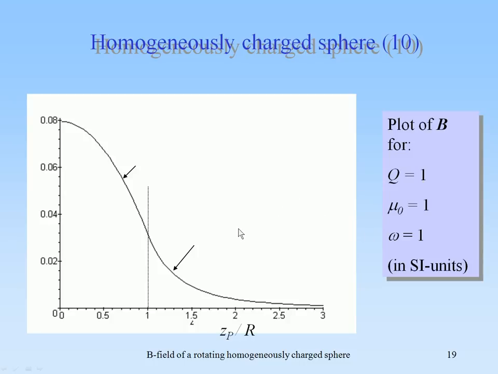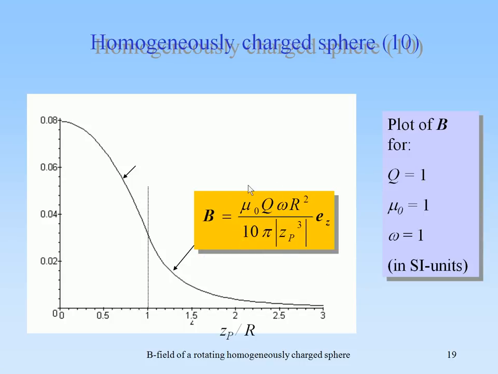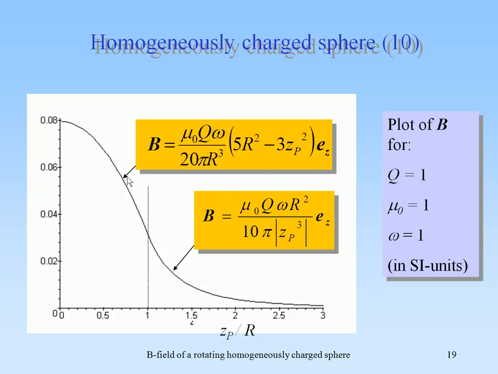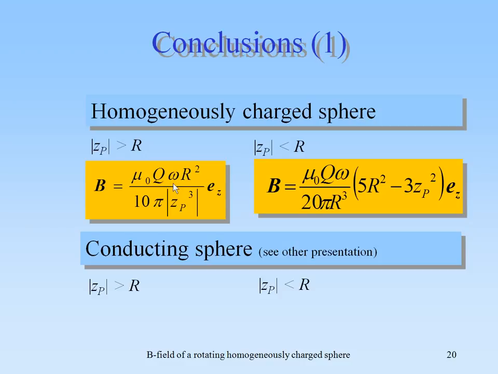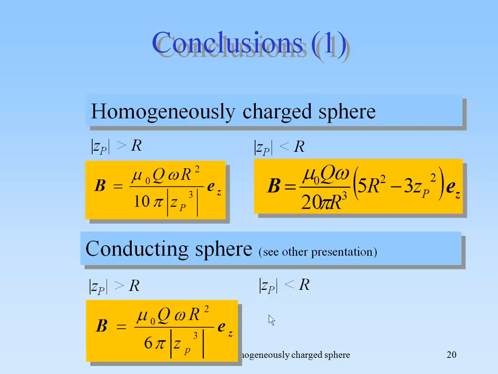Here we have the figure of the homogeneously charged sphere, for Q is 1, mu naught is 1, and omega is 1 in SI units. This is the expression for distances larger than R, and this is the expression for distances smaller than R. So we have these expressions here for the homogeneously charged sphere, and in another presentation we derived these expressions for conducting spheres.